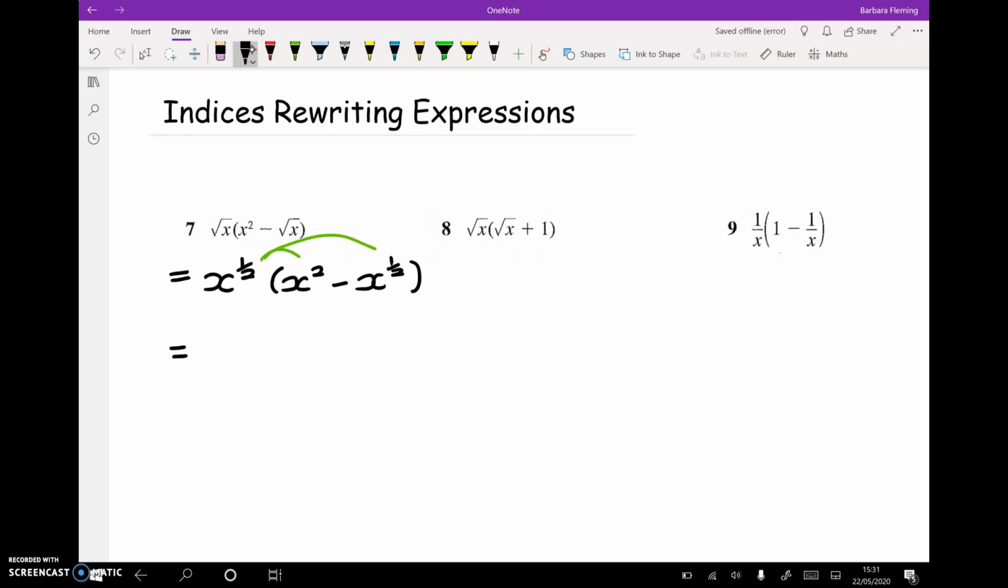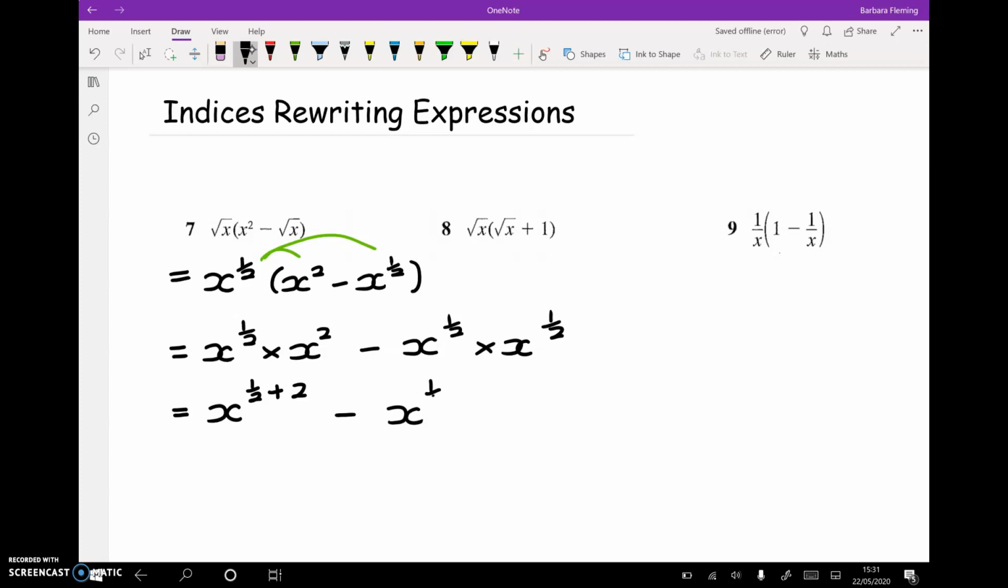Now, rather than just automatically writing your answer to the first 2 terms multiplied, let's just write them side by side. So you've got x to the power of a half times by x squared. You've then got a takeaway, because it's positive times by a negative. And then you've got x to the power of a half times by x to the power of a half. Now, using our indices rules, we should know that whenever you multiply these 2 together, you can add the powers. So you've got a half plus 2. And then we've still got our takeaway in the middle, and we've got x to the power of a half plus a half, again, because we're multiplying.